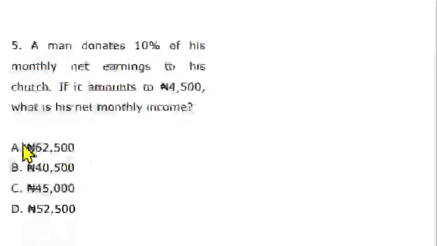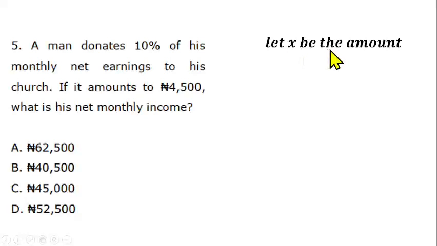Question number 5. A man donates 10% of his monthly net earning to his church. If this amounts to 4,500, what is his net monthly income? Of course we don't know the monthly income of the man, so let it be X. So what do we have?